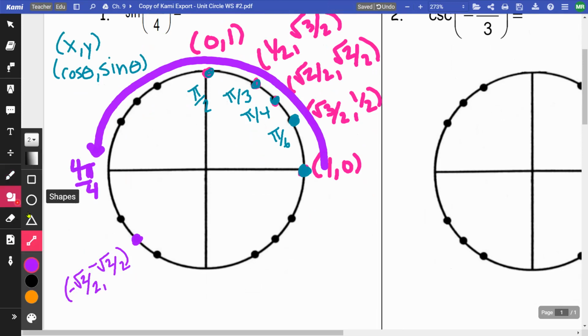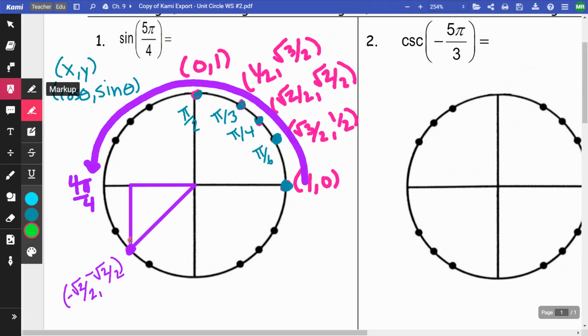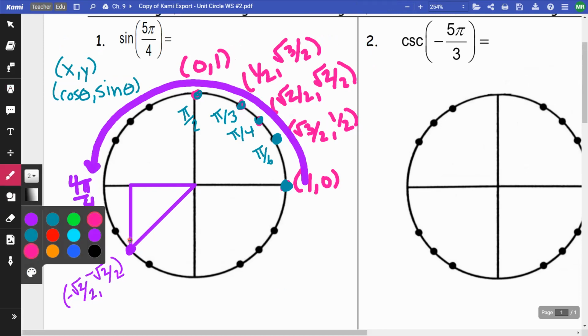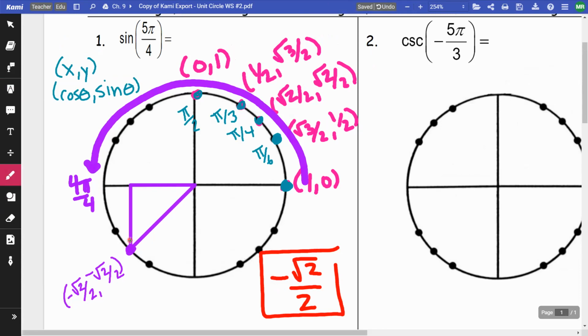Now, if you want to draw a triangle, we can. We would draw a right triangle. I'm going to hold shift starting right here, and drag it here. And this again is representing my negative √2/2 for my x, and this is representing my negative √2/2 for my y. I want sine. Sine is my y. So my final answer is going to be negative √2/2. That's what my sine of 5 pi fourths is.